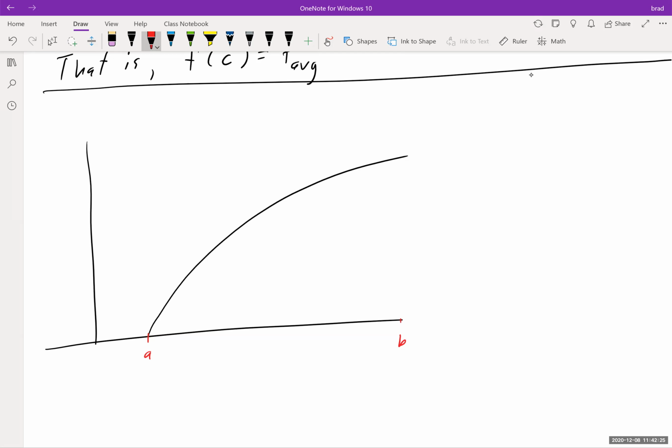Let's call this, I don't know, C right here. So what I'm going to do is draw this line. This isn't perfect. I'm going to start it at A, and draw this line y equals f of c. And then I'm going to shade this in. Then let me extend this a little bit.